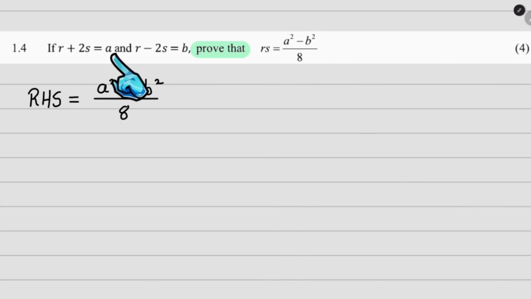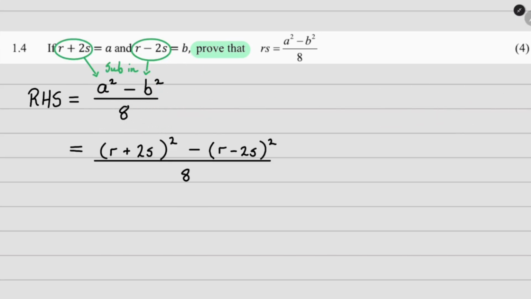And I've got an equation for A, an equation for B, so I'm just going to sub them into A and B. Just remember to use brackets when you do sub them in. Alright, the square means I multiply it by itself, so I'm going to write the bracket twice to set myself up for foiling.